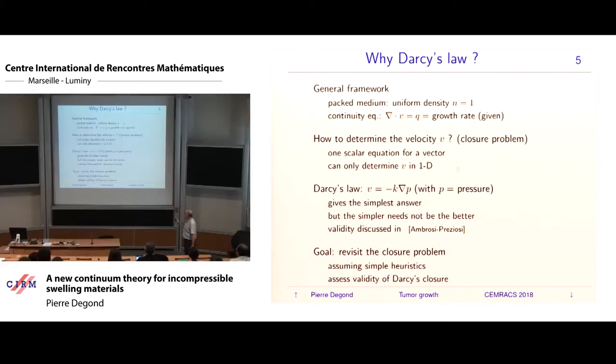So the continuity equation, dn/dt plus divergence of nv equals growth. If n is equal to one, it simplifies to just divergence of v equals growth, right? So you have a single equation for a vector, and the problem is to determine this velocity vector, and that's called the closure problem. For instance, in 1D, or if you have spherical symmetry, you can solve the problem, but in general, you cannot.